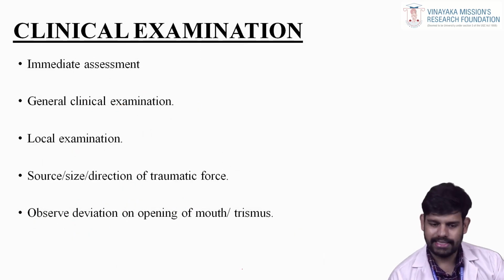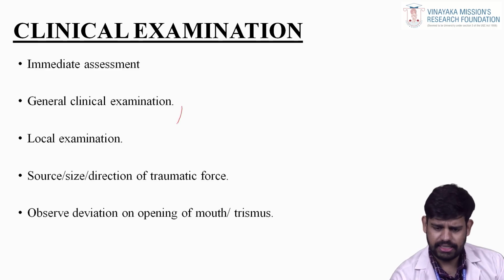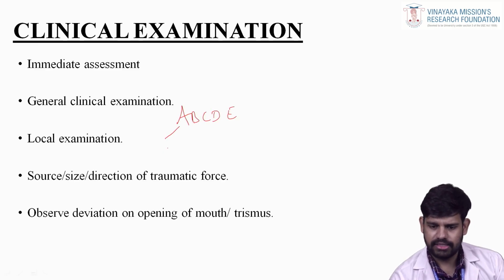So coming to clinical examination, how do you clinically examine the patient and how do you know there is a mandibular fracture? First, immediate assessment and general clinical examination, followed by the local examination. In general clinical examination, we go for the patient's airway, that is ABCDE, where A is airway and cervical spine, B is whether the patient is breathing or not, C stands for circulation, whether any hemorrhage is there or not, D is whether any disability is there or not, and E is exposure.